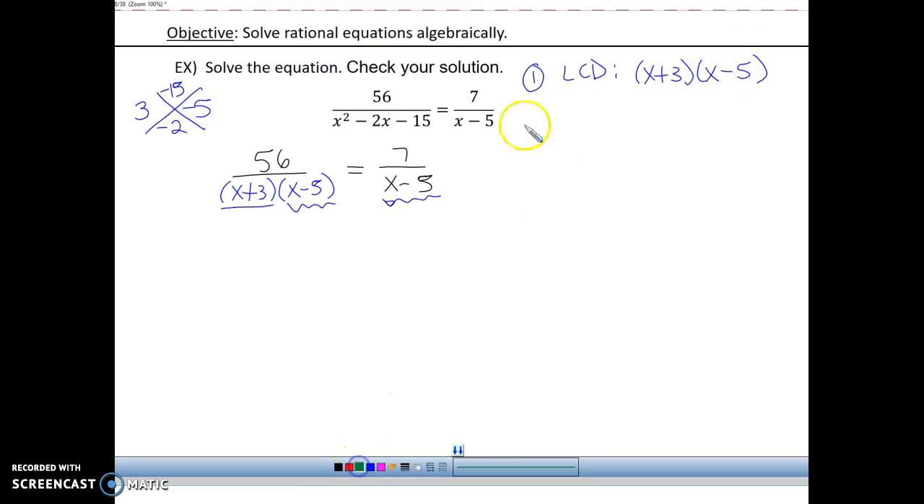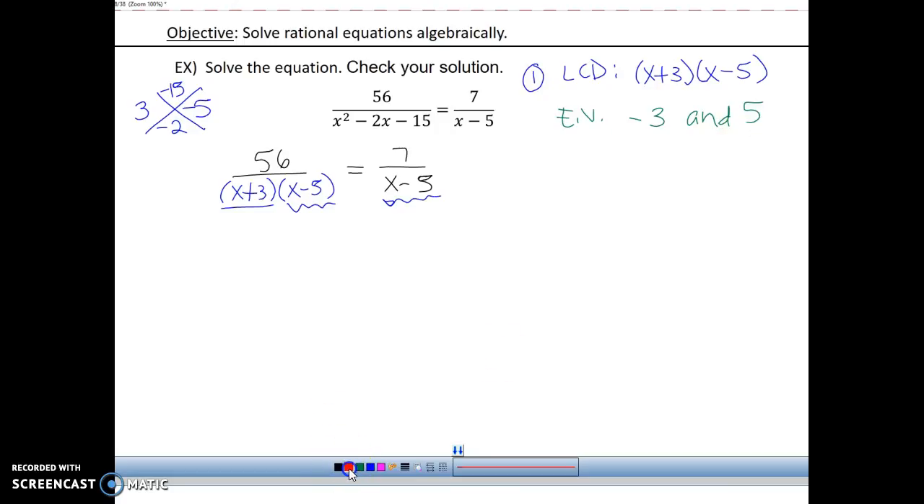And then you want to check for excluded values. My excluded values, when would this be 0? So if I make this equal to 0, subtract 3, I would get a -3. So -3 would be an excluded value. And then x minus 5 equals 0. Add 5 to each side. So 5 would also be an excluded value.